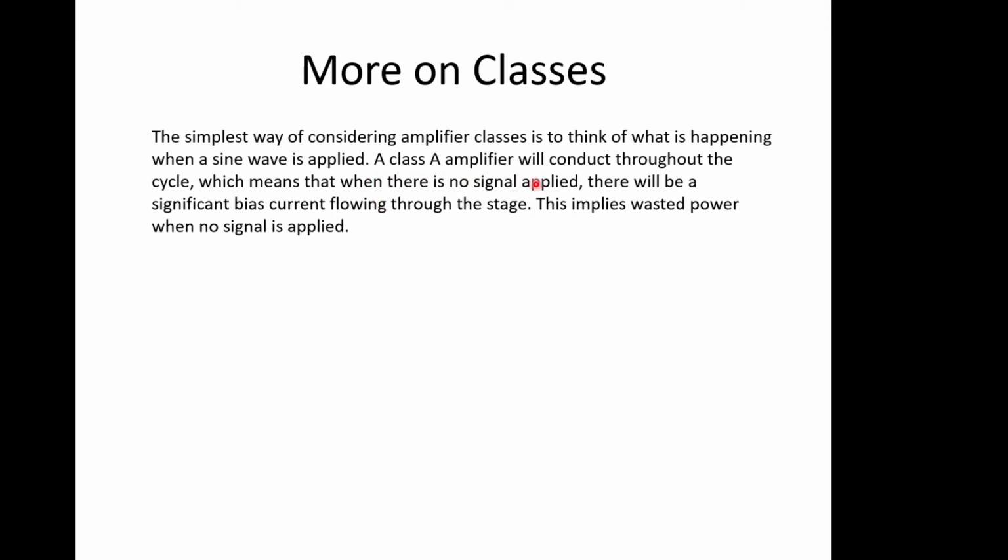But a Class A amplifier will conduct throughout the cycle, which means that when there is no signal applied to the input of the amplifier, there will be a bias current flowing through the stage. And if there is bias current or any kind of current flowing through some system, there will be some resistance and there will be some dissipation of energy. So this implies that there will be wasted power, there will be energy being dissipated even when no signal is applied, because there's a current flowing through it to bias it. And in fact it turns out to be a pretty bad case when no signal is being applied, as we'll hopefully see in a few minutes.